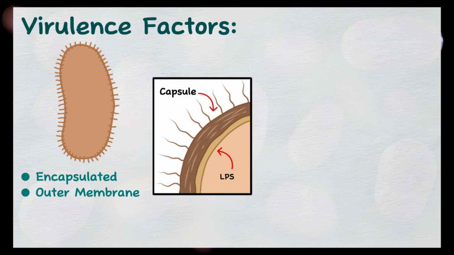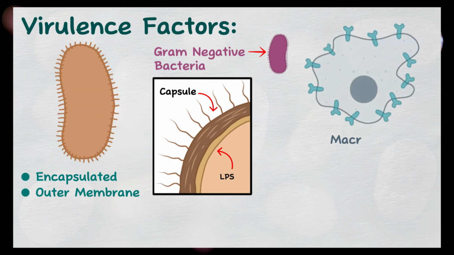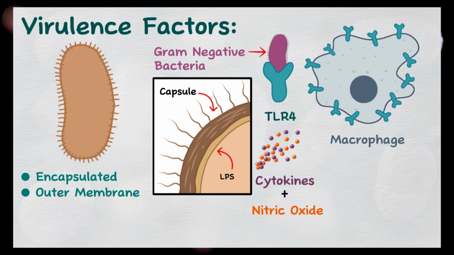What's particularly interesting is that, in most gram-negative bacteria, lipopolysaccharide binds to a protein on immune cells, such as macrophages, known as toll-like receptor 4, or TLR 4. This interaction triggers the activation of the innate immune system, leading to the production of pro-inflammatory cytokines and nitric oxide, which help neutralize the invader.